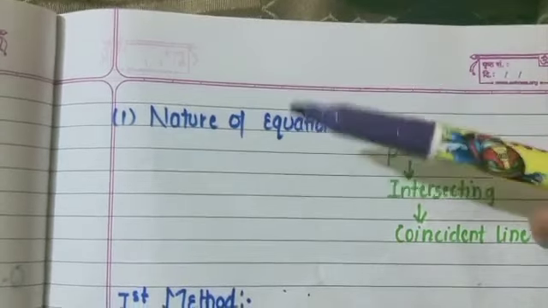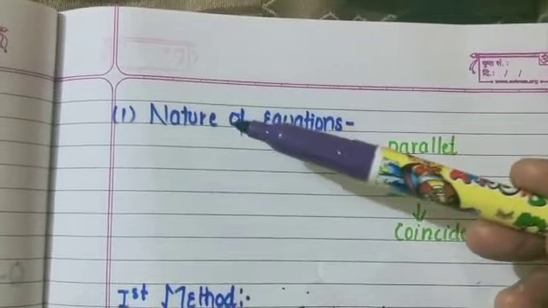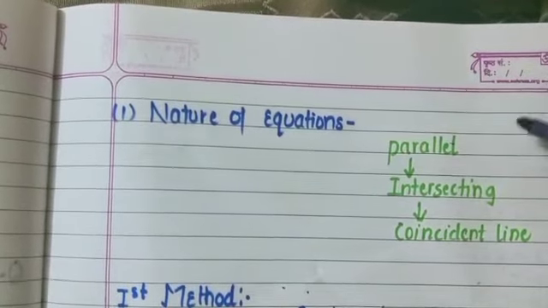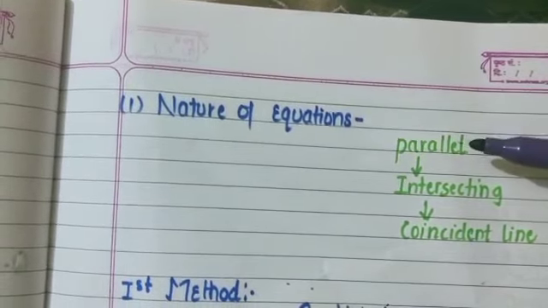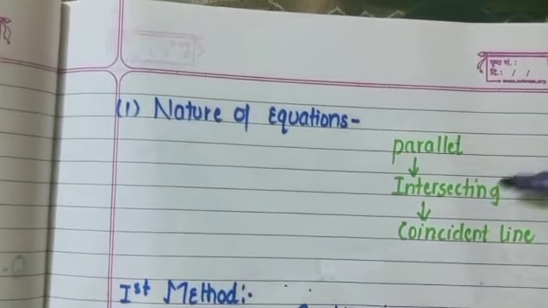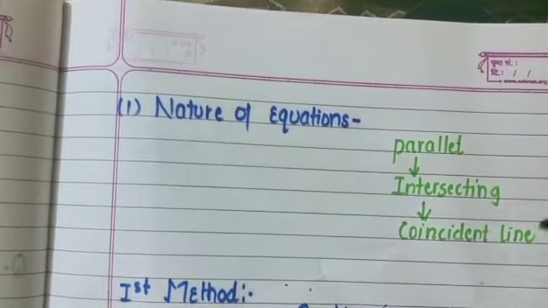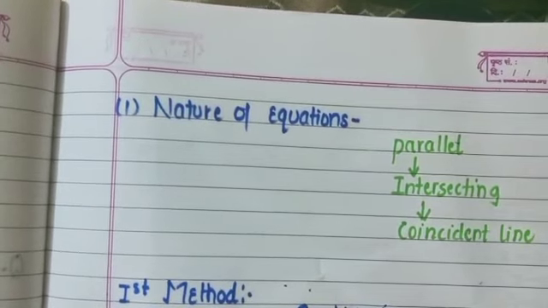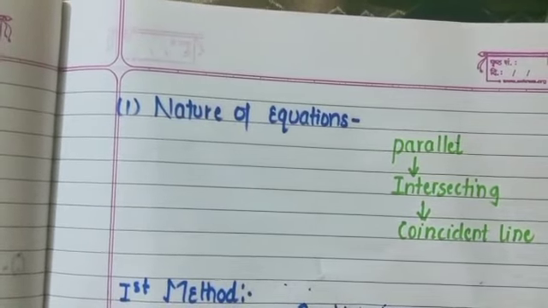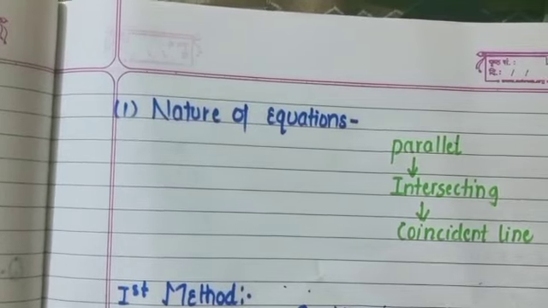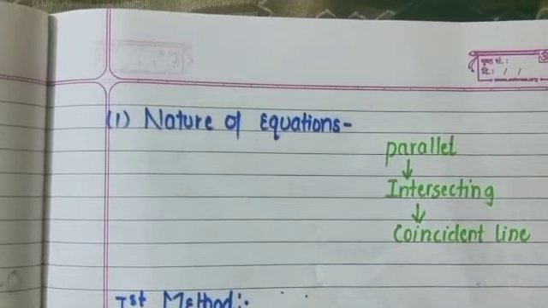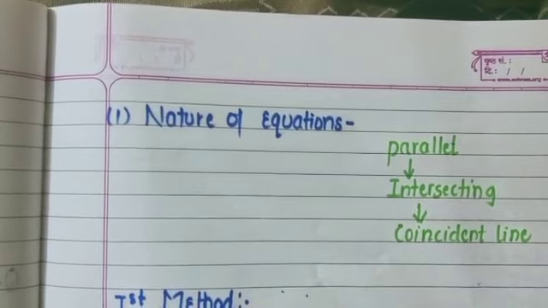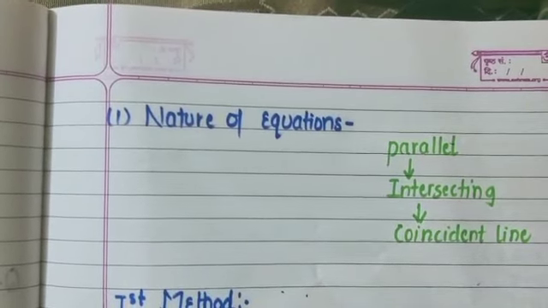Now one more important topic of your chapter is how you can find the nature of the equations. In this chapter we learn about different equations. Some are going to be parallel, some intersecting and some coincident. So how can we determine which type these equations are? To determine that, we have different methods. First is graphically. How can we see the nature of the equations graphically?